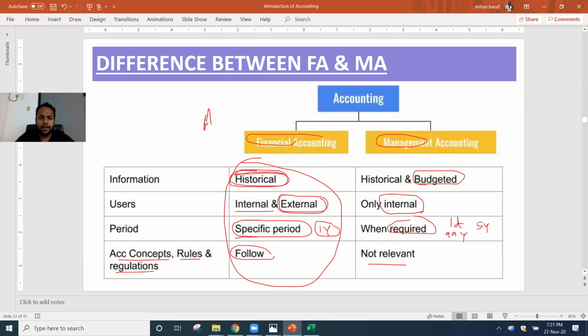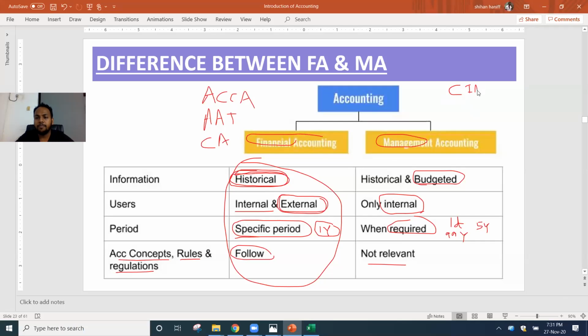So I got AAT. Yes, it's a financial accounting qualification. And I got chartered, CA, chartered accountancy, and ACCA. Yes, these specially focus on financial accounting. And there are management accounting qualifications.